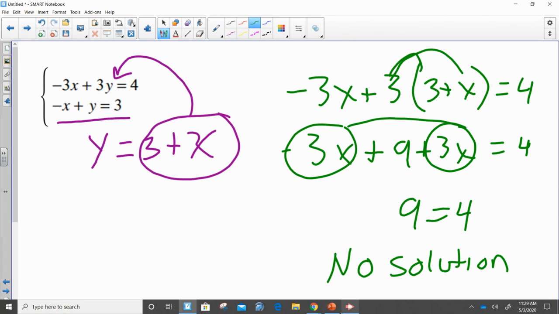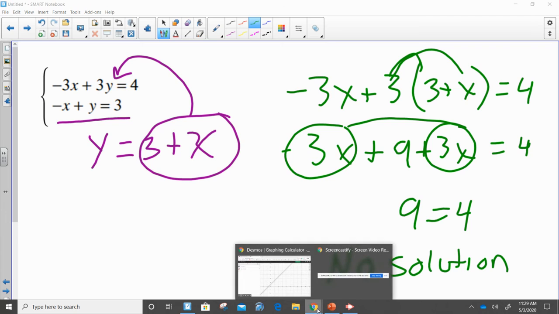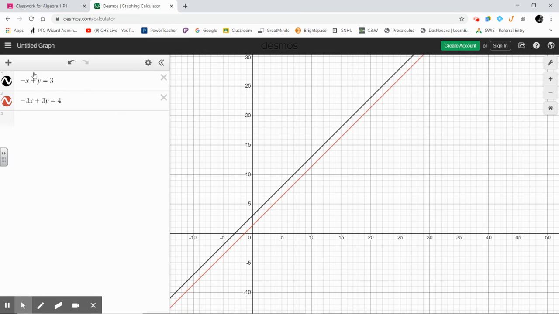So let's go check out the graph and see if that's true. Got my two equations in here, and what you'll notice about the graph is they are running parallel to each other, which means they'll never intersect. The lack of intersection point means there will not be a solution, and thus the answer will be no solution.